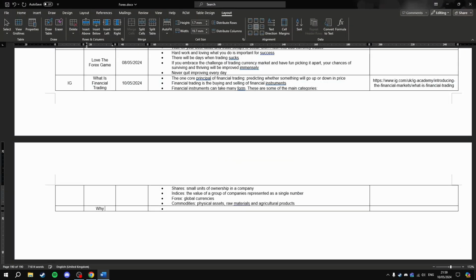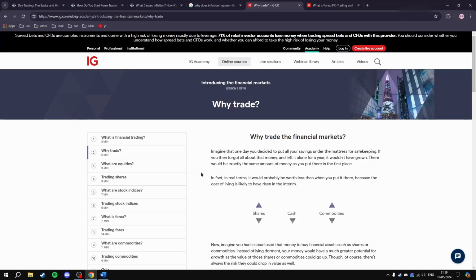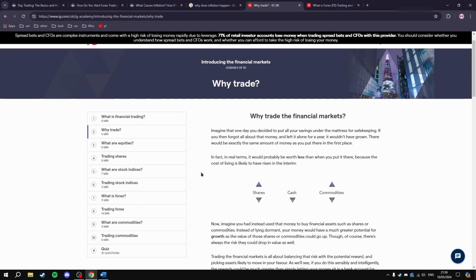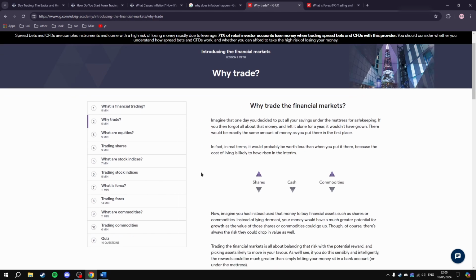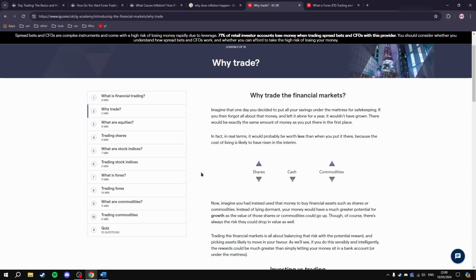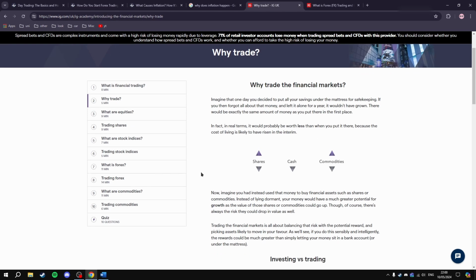Why trade? Imagine that one day you decided to put all your savings under the mattress for safekeeping. If you then forgot all about that money and left it alone for a year, it wouldn't have grown. There will be exactly the same amount of money as you put there in the first place. In fact, in real terms, it will probably be worth less than when you put it in there, because the cost of living is likely to have risen in the interim.